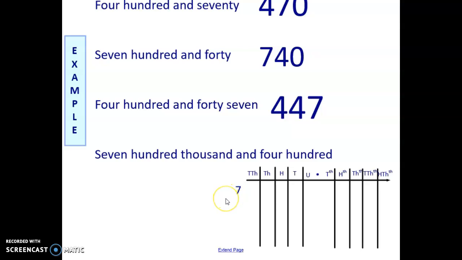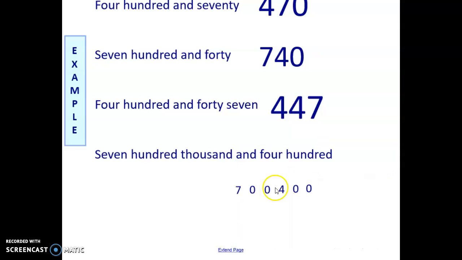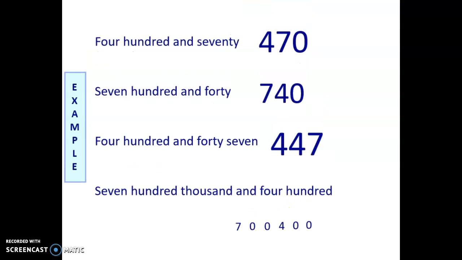And the 4 goes in the hundreds column. Then zeros go everywhere else. So I have a 0 in the 10,000s, a 0 in the thousands, a 0 in the tens, and a 0 in the units. I can put a 0 after the decimal point as well, but I don't need to. So the number 700,400 looks like that. 700,400. Really tricky, that one is.